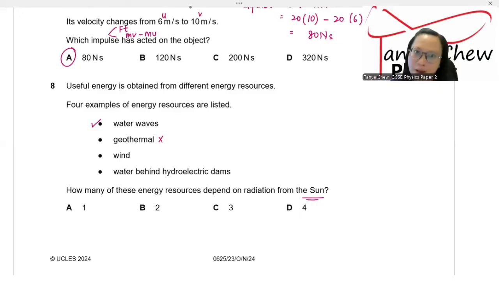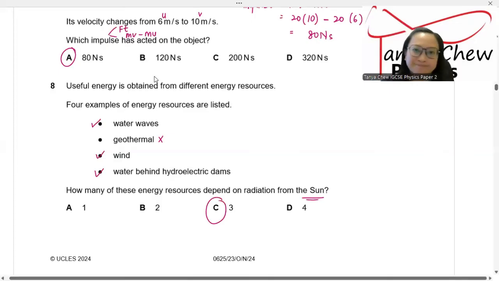What about the wind? Yes, due to the heating effect of the sun. When the sun radiates out the heat, some part of the earth will be hotter than the other part of the earth. Due to the temperature difference, the air particles will move, and the movement of the air particles gives rise to wind, so it depends on the sun. Water behind hydroelectric dams, yes, because water waves depend on the sun. So there are altogether 3 energy resources that depend on the sun.